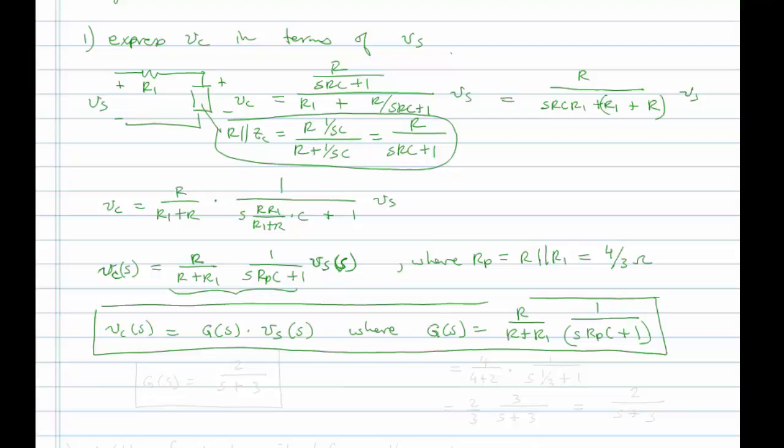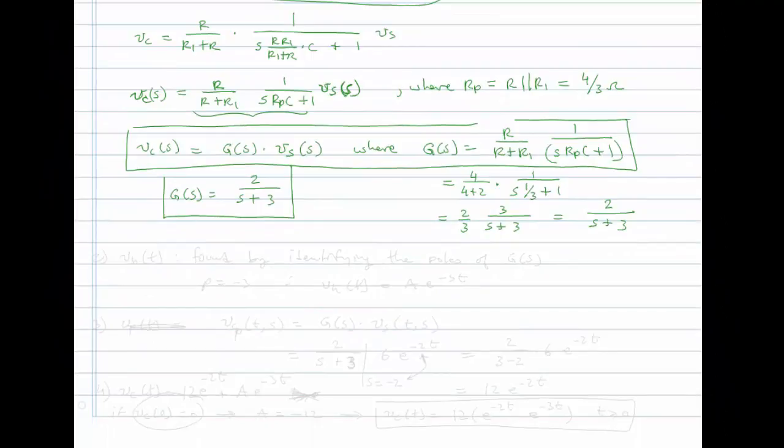Let's actually plug in some numbers here. So that's going to be 4 over 4 plus 2. And this will be S. We have tau, which is equal to 4/3 times 1/4, so 1/3, plus 1. So this is equal to 2/3 times 3, S plus 3. So finally, this is 2 over S plus 3. That's our transfer function. G of S is equal to 2 over S plus 3.